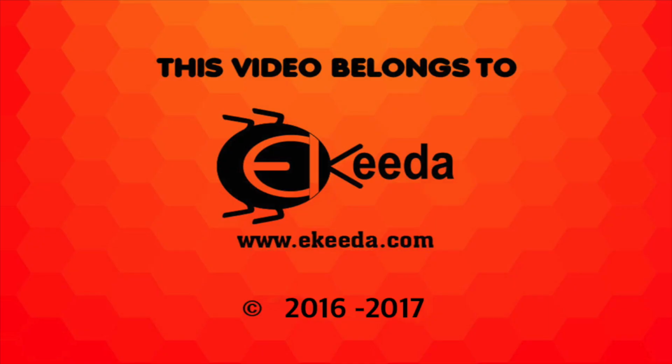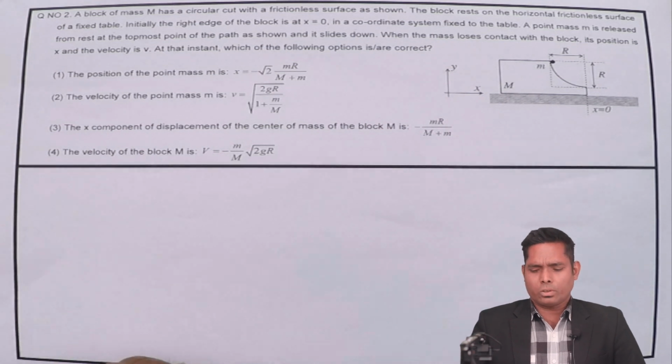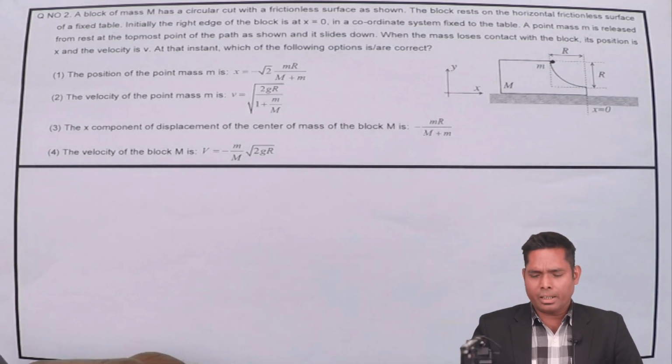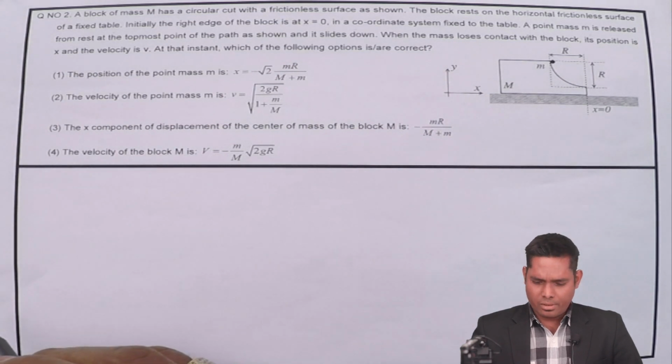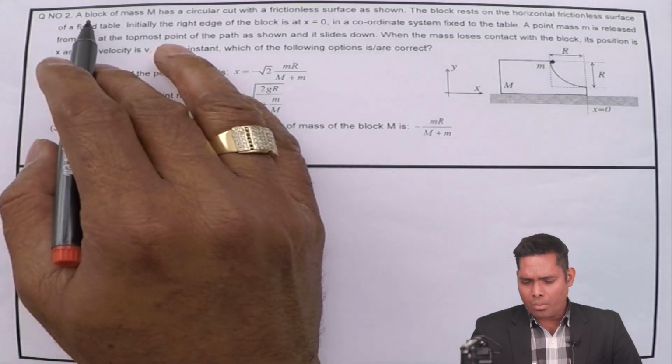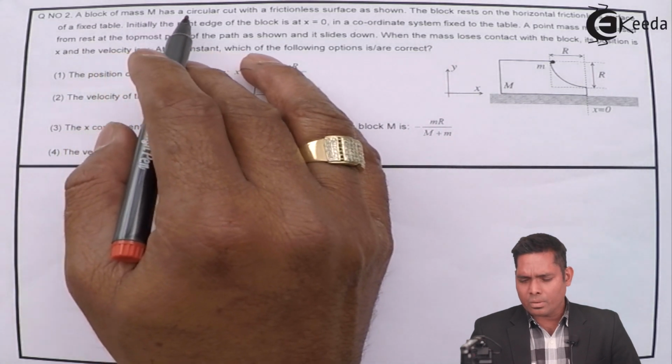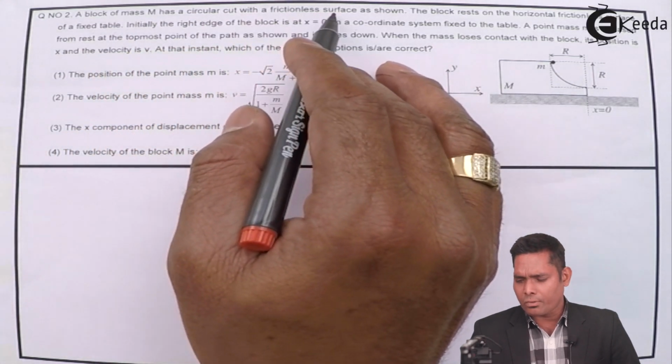Hello students, let us solve JEE Advanced Physics paper 2017 question number 2. Students, let us solve question number 2 of JEE Advanced Physics paper 2017. The question says a block of mass m has a circular cut, feet have frictionless surface.